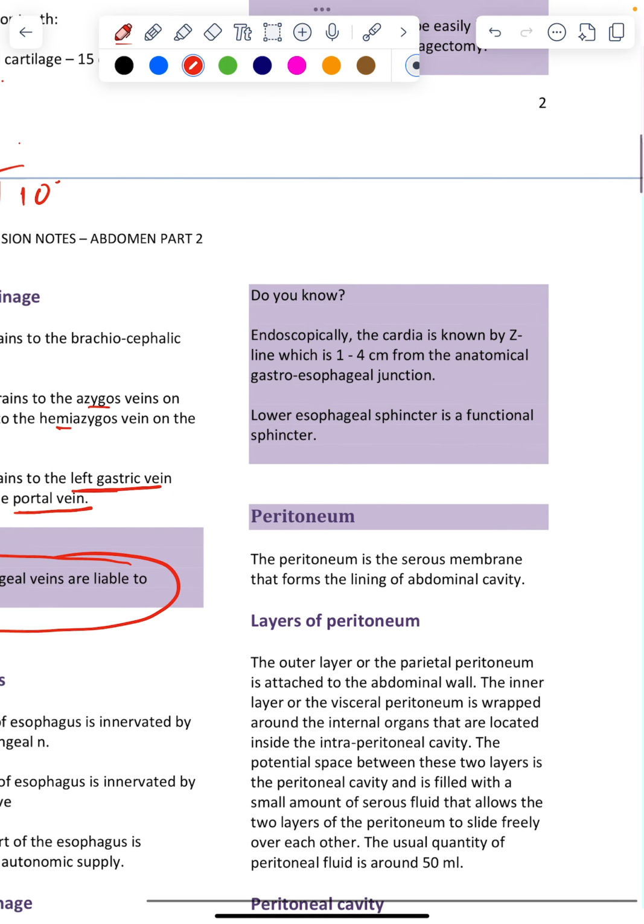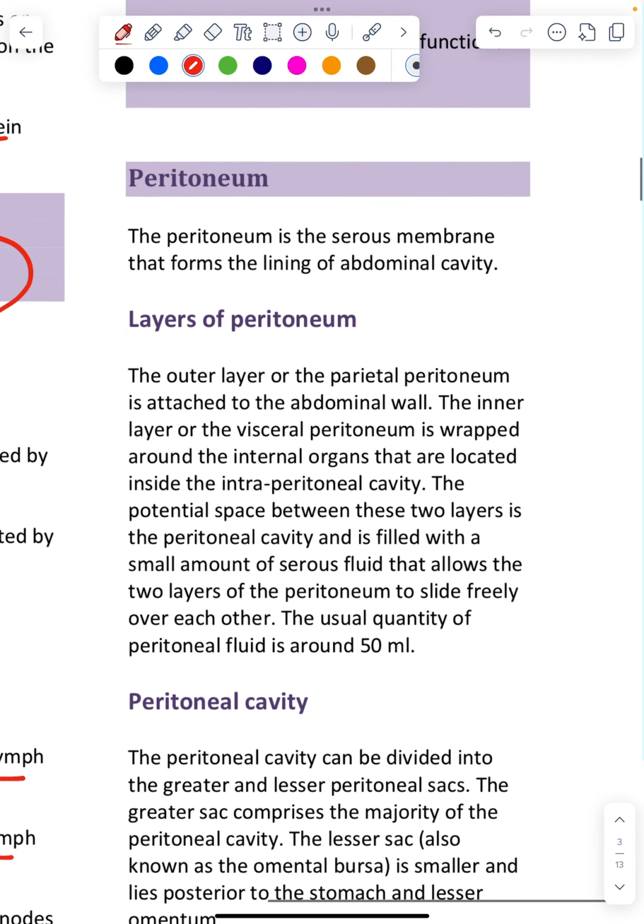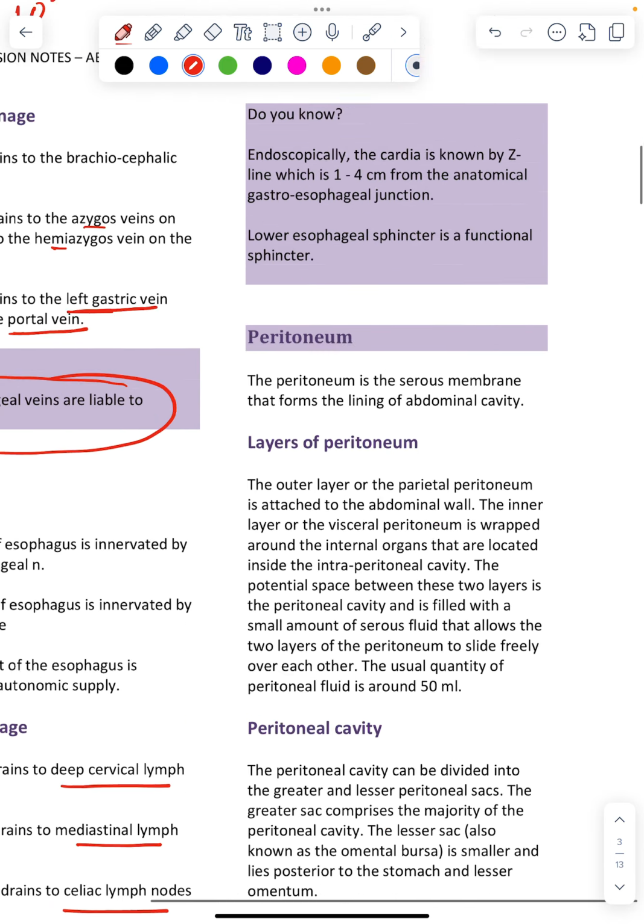Lower esophageal sphincter is a functional sphincter. So this is about the esophagus.